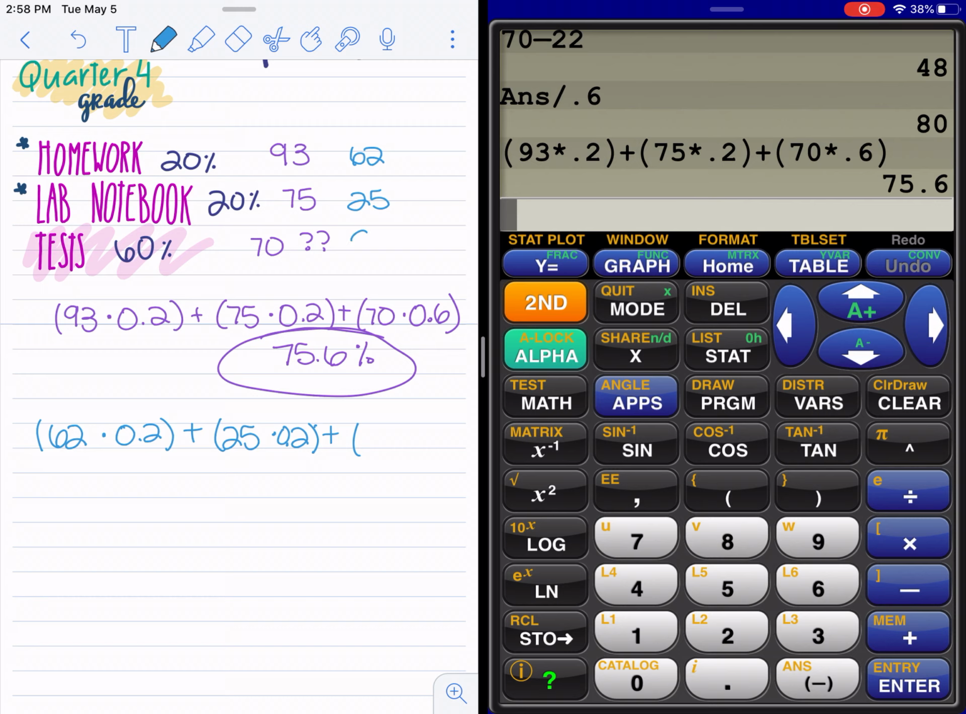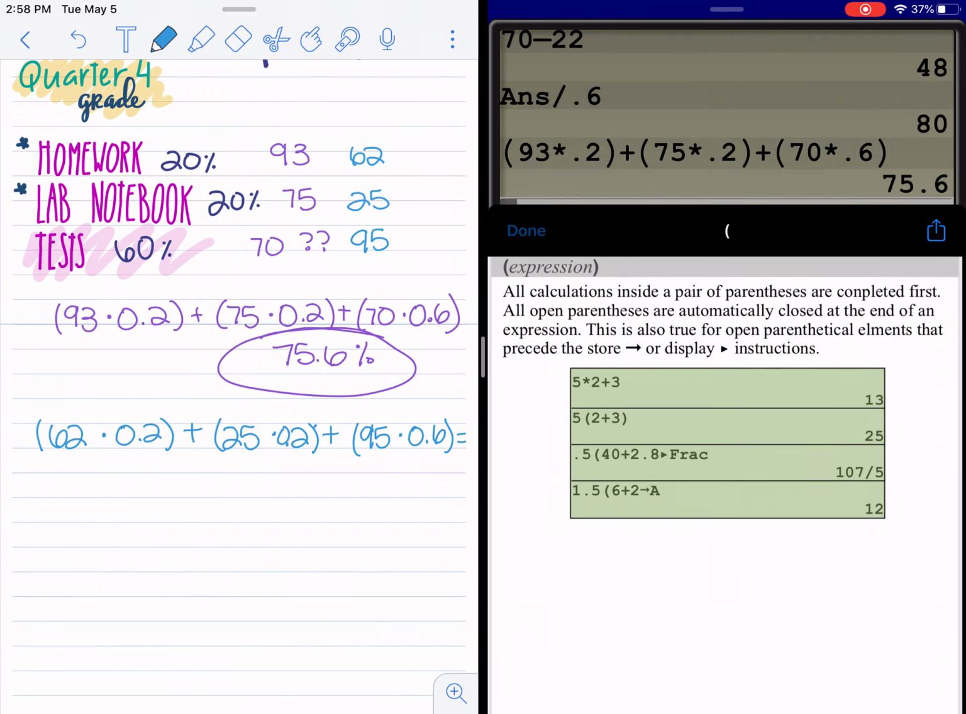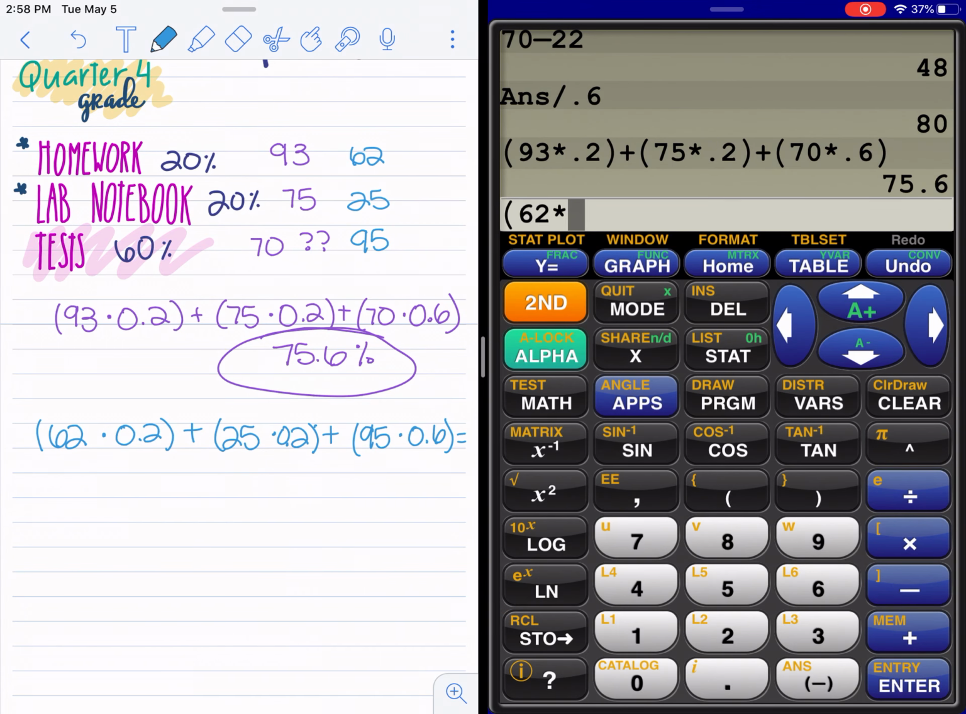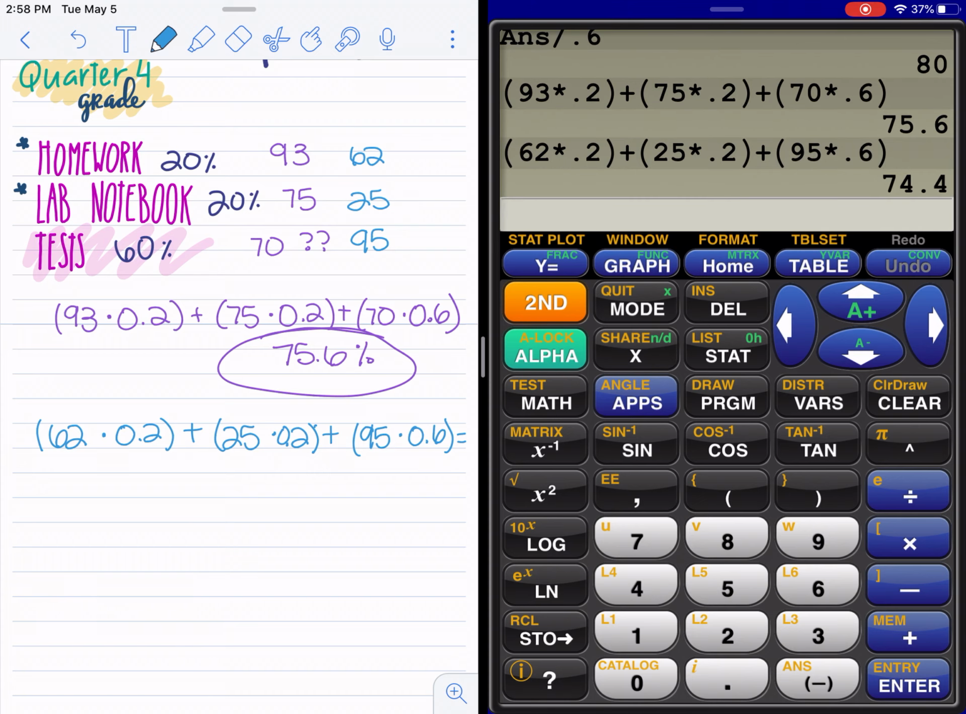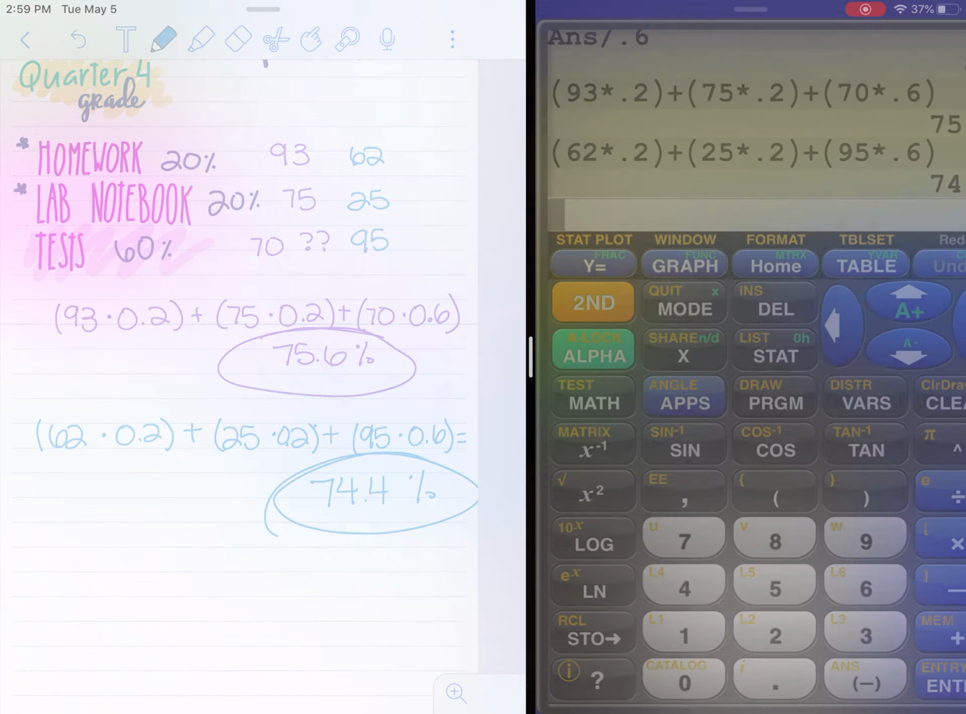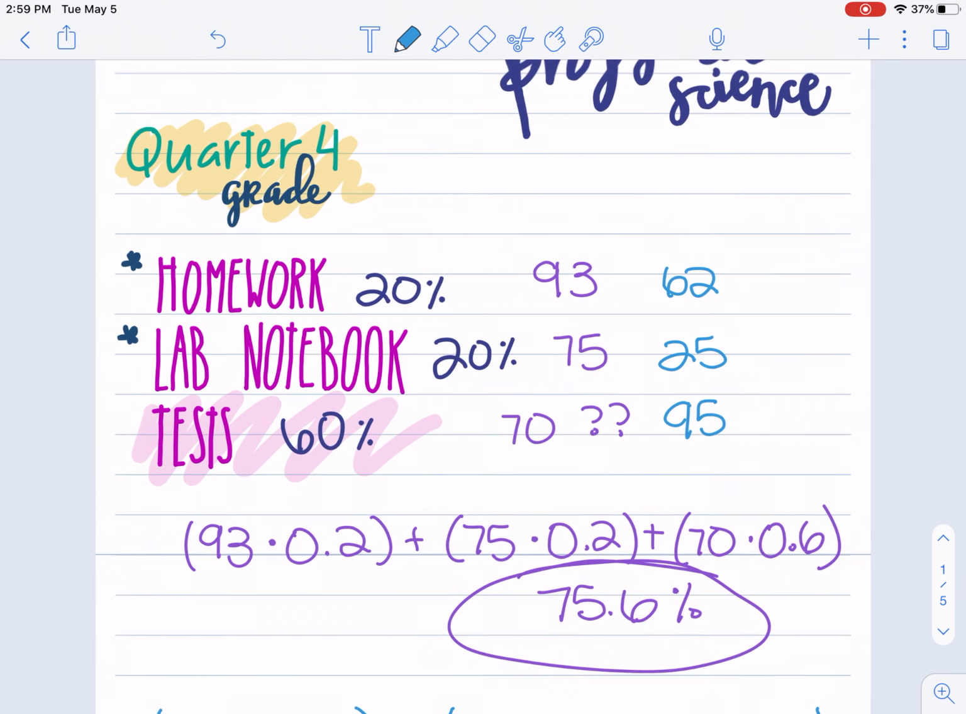Let's say you do that, you get a 95 on your project, because you're here to kick some butt. So you put in the work, you get it done. 62 times 0.2 plus 25 times 0.2 plus 95 times 0.6. And you get a 74.4. Okay, peoples. Again, I hope this explains how your fourth quarter grade will be calculated.